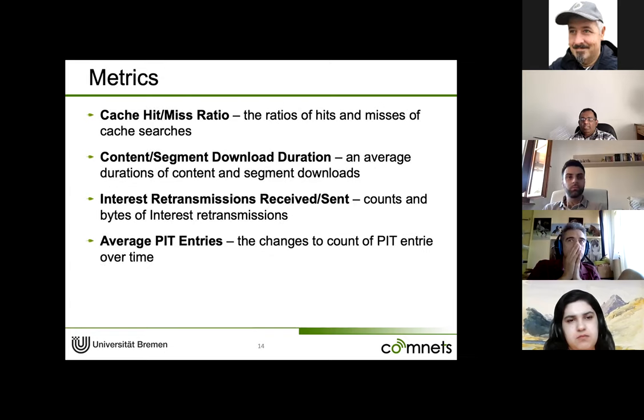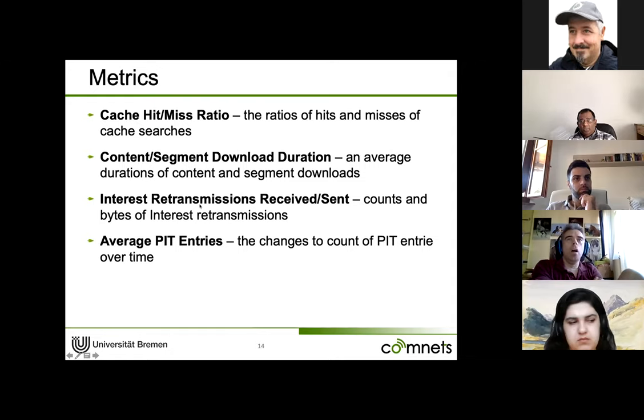So once you have all these nodes and the architecture, now you need to know exactly what statistics or metrics we use to evaluate. The first metric is the cache hit-miss ratio. That basically tells us how many hits there were for all the requests that came, because this tells us how well the caching policy works. Similarly, there are many other metrics, like download duration, how long it took for a download of a content or of a segment to happen.